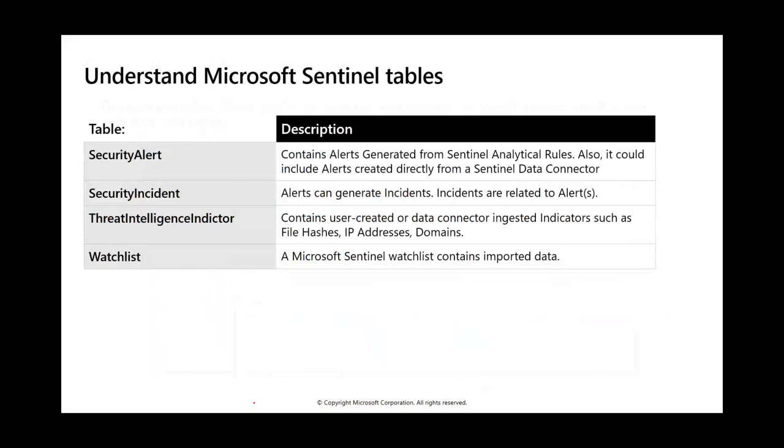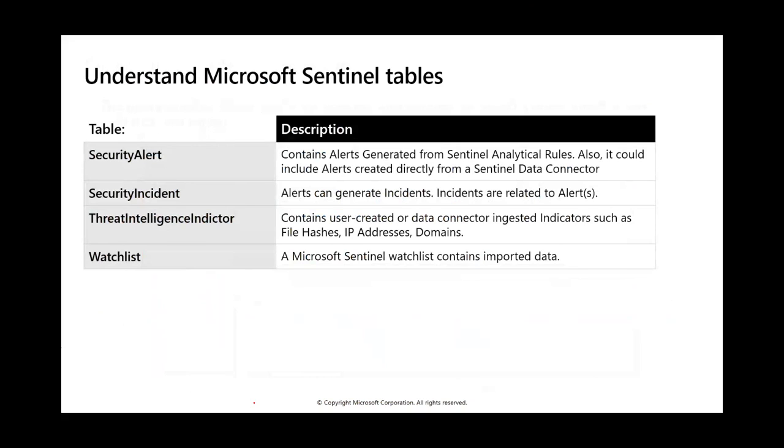Understanding the Sentinel tables, we can see examples of different tables. For example, the security alert table. What are we going to find in this table when we have data connectors? It will contain alerts generated from Sentinel analytical rules. Also, it could include alerts created directly from a Sentinel data connector.